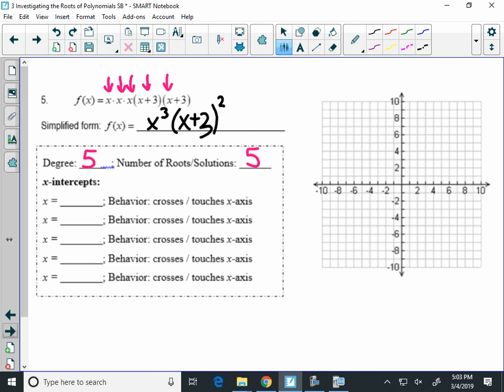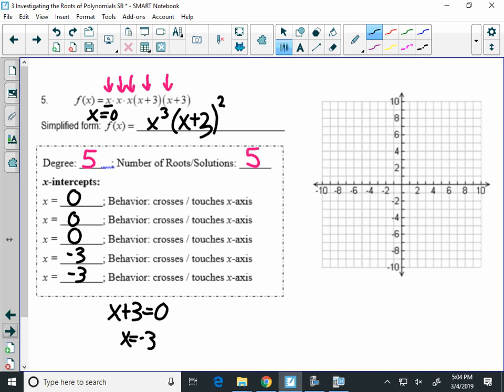Now, if I were to set each of these factors equal to 0 and use the zero product law, when I have a factor of x and I set that equal to 0, that tells me I have one solution at 0. I have 3 of those x's, so 3 of my solutions happen at 0. At x plus 3, if I set that factor equal to 0, I solve it and get a solution of negative 3. There are 2 of those solutions.